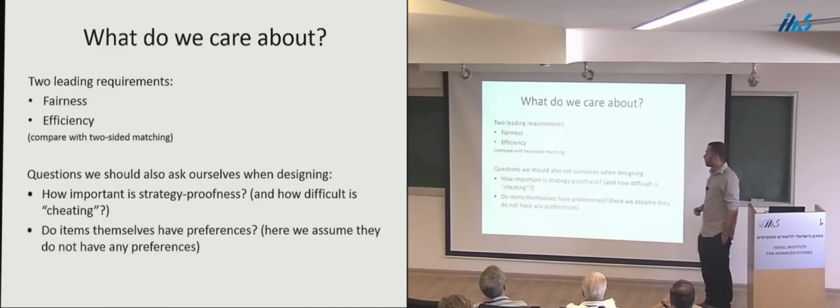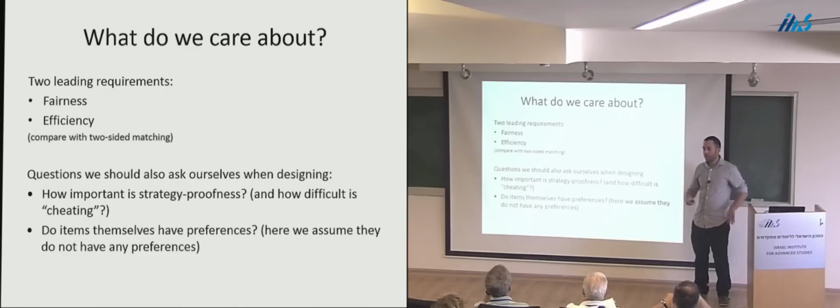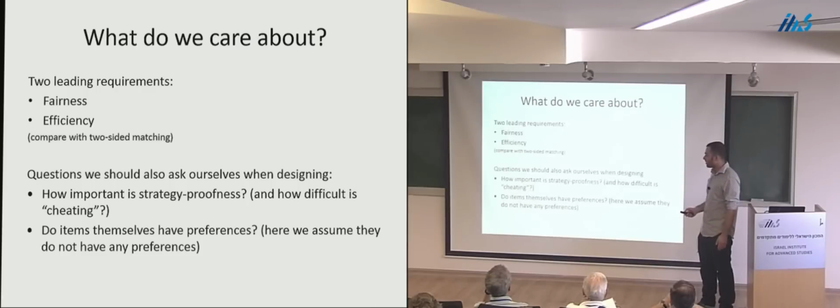So what do we care about when we do the assignment problem? Two leading requirements are always fairness and efficiency. When you talk with practitioners, you'll always hear that we want our system to be fair, to give equal opportunity to everyone, and we want it to be the best, as good as possible. And this is not what we think about usually when we think about two-sided matching, right? In two-sided matching, we think about stability. Here, we cannot think about stability because the objects do not have preferences.